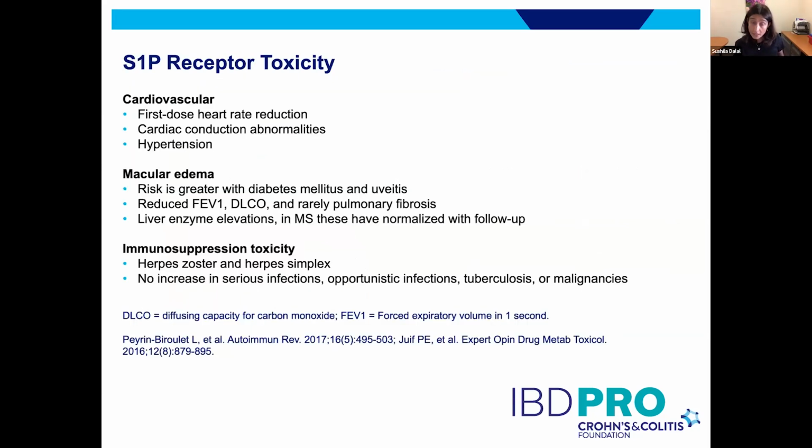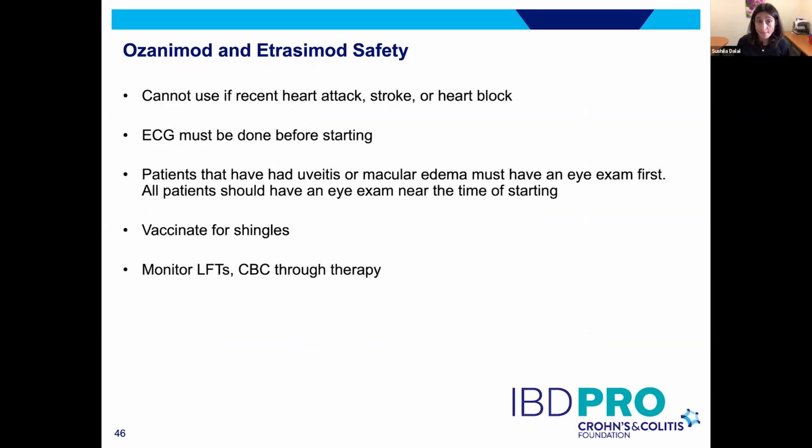Things to think about in particular with these medications: it does have a first dose heart rate reduction. In the clinical trials, there's an average of 1 beat per minute. However, because of that, patients do need a baseline ECG to make sure that they don't have heart block or cardiac conduction abnormalities. Macular edema risk is greater in patients that have diabetes or have had previous uveitis. And there is a risk of shingles as well. So these are things that we need to think about for monitoring.